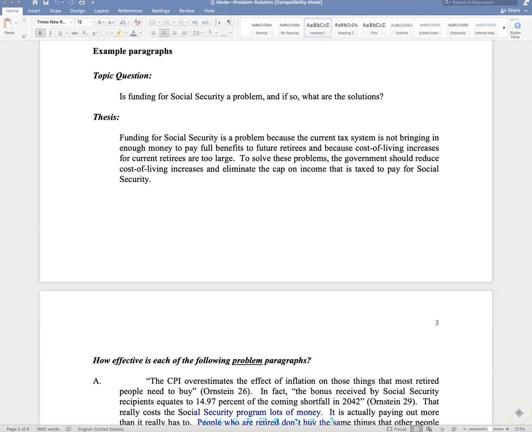In this video, we're going to look at some good and bad examples of problem paragraphs. So let's start with a topic. Is funding for Social Security a problem? And if so, what are the solutions? And we have a thesis statement here for that.